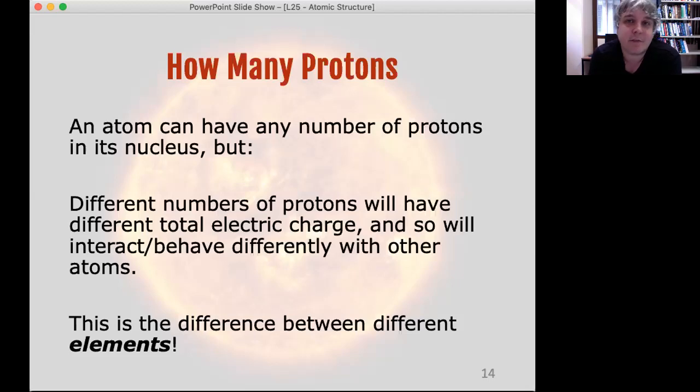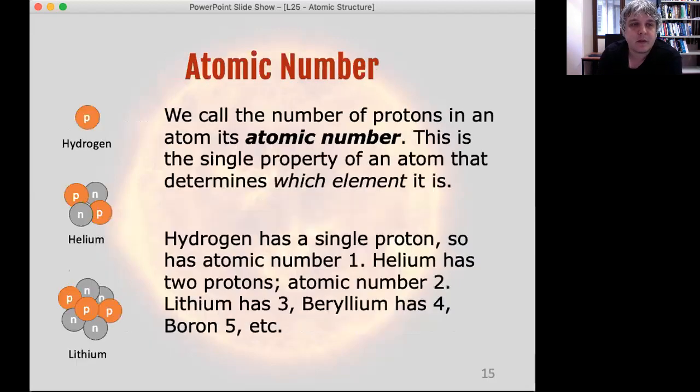Different elements have different numbers of protons and therefore different total electric charges on their nuclei, which is the plural of nucleus. We call that number of protons the atomic number. Right? It's the atomic number because it defines the atom. It tells us what type of element the atom is. So that's the most important number in terms of understanding how that atom will behave chemically, how it will interact with other atoms, other different types of elements or atoms.